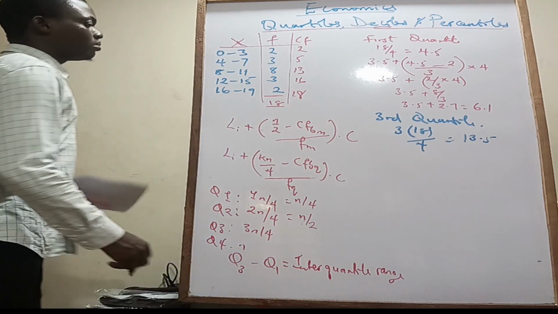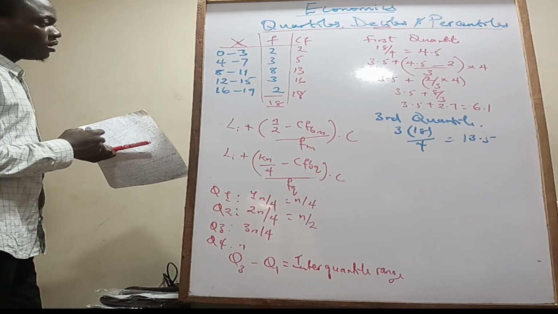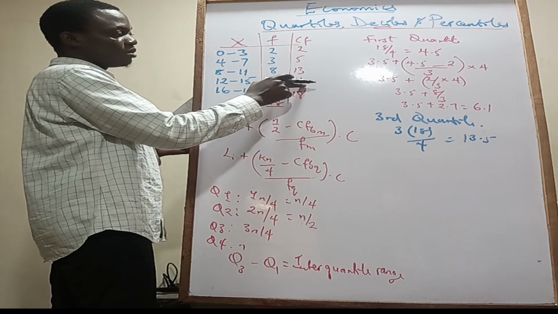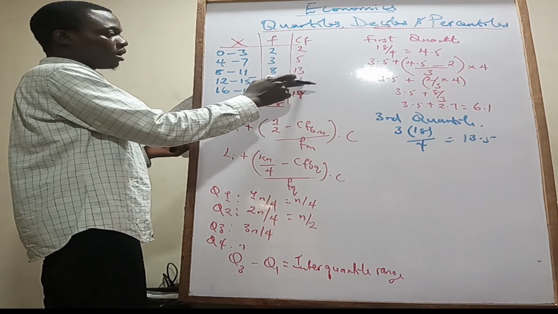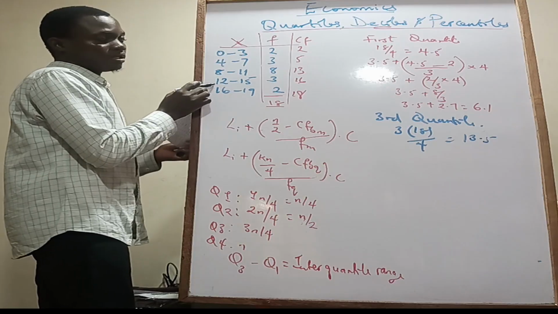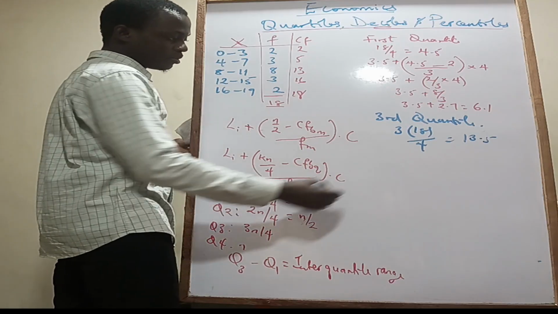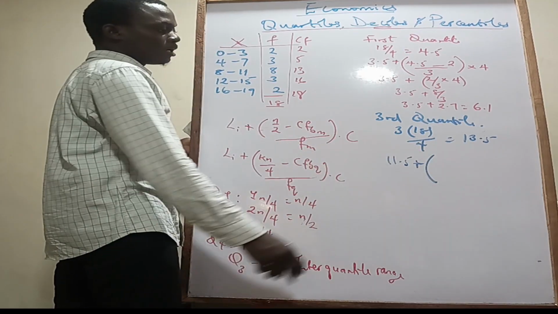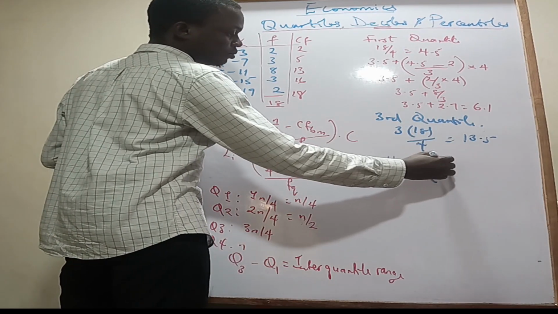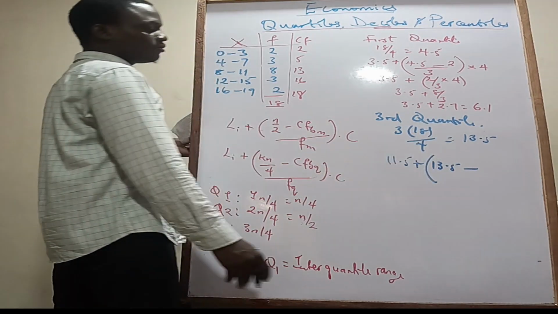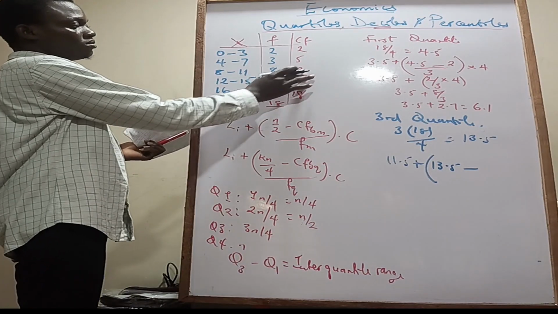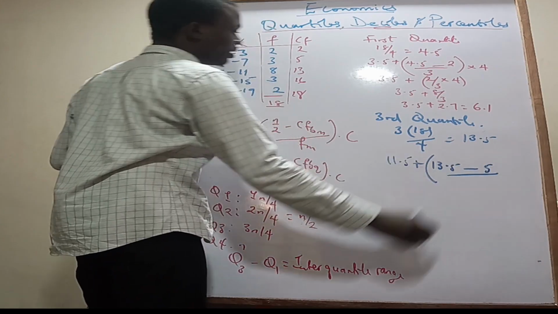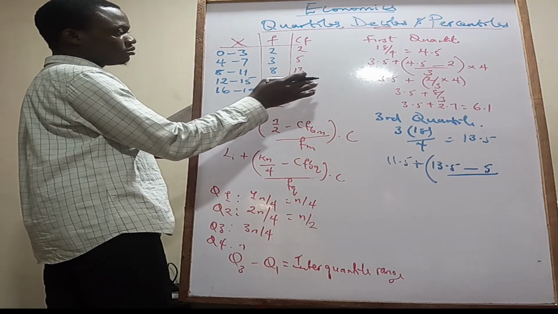So we'll come to the cumulative frequency part. When we have 13.5, it's more than 13, so it's going to be around here. So our lower class boundary there is going to be 11.5. Once you apply the formula, I have 11.5 plus the third quartile position, 13.5, minus the cumulative frequency before the third quartile class.